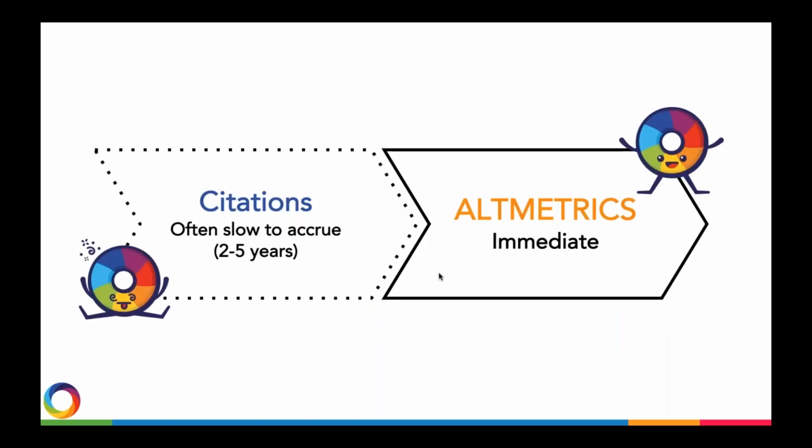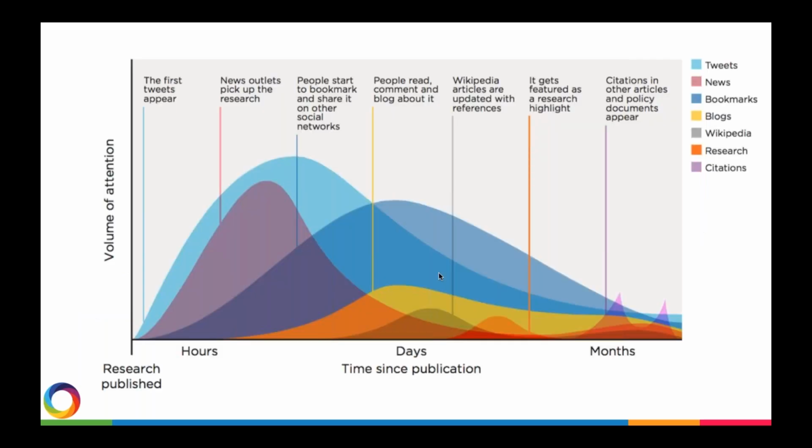And essentially, citations do take a long time to accrue, and altmetrics are quite immediate and instantaneous. And this can also be due to the types of disciplines or subject areas in which research is published, or where it's being published, and where online it can be found. And I like showing this graph, which gives you a typical timeline of attention to research that is published.